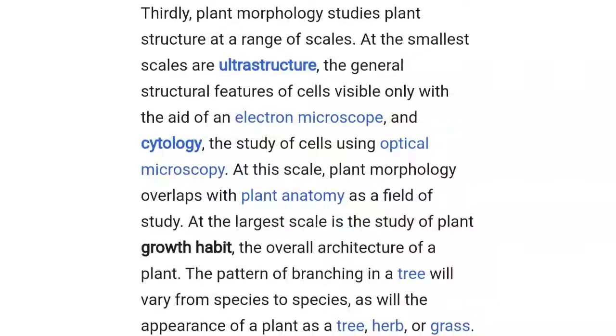Thirdly, plant morphology studies plant structure at a range of scales. At the smallest scales are ultrastructure, the general structural features of cells visible only with the aid of an electron microscope, and cytology, the study of cells using optical microscopy. At this scale, plant morphology overlaps with plant anatomy as a field of study. At the largest scale is the study of plant growth habit, the overall architecture of a plant. The pattern of branching in a tree will vary from species to species, as will the appearance of a plant as a tree, herb, or grass.